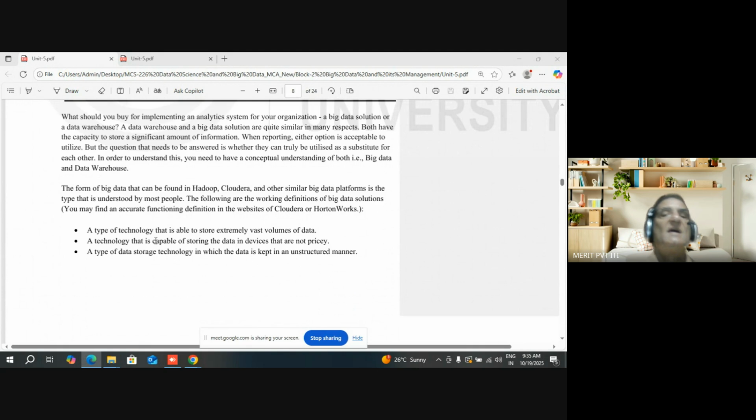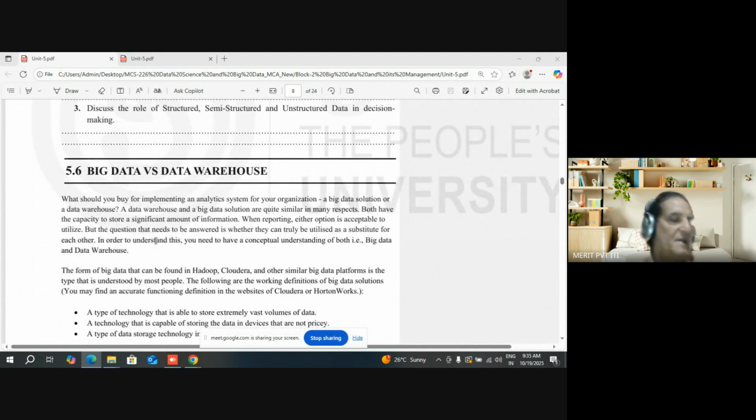Big data and data warehouse. Look, you must have studied data warehouse in BCA, and big data you are reading now. What should you buy for implementing an analytic system for your organization? A big data solution or a data warehouse?